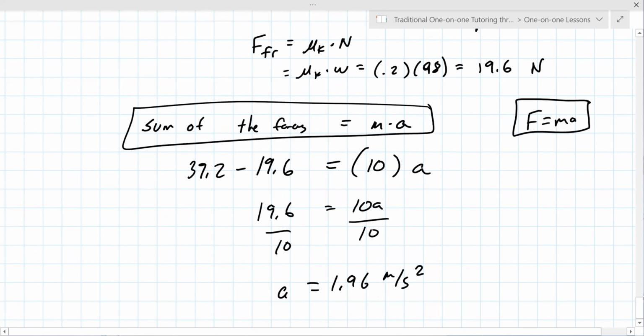F really stands for the sum of the forces, taking into account all the forces. Maybe your instructor said net force equals ma. Net means taking into account all the things going on, and it's better to say sum of the forces, because you're eventually going to have to add and subtract these things, at least in most physics classes.